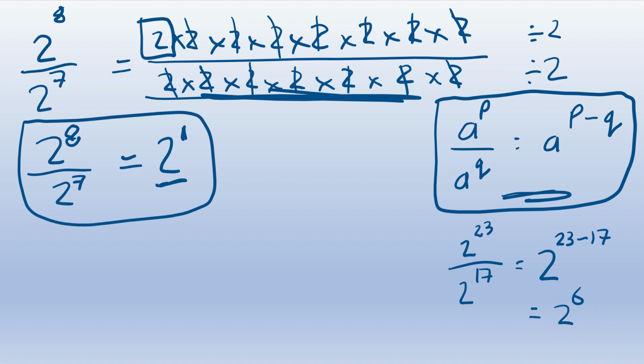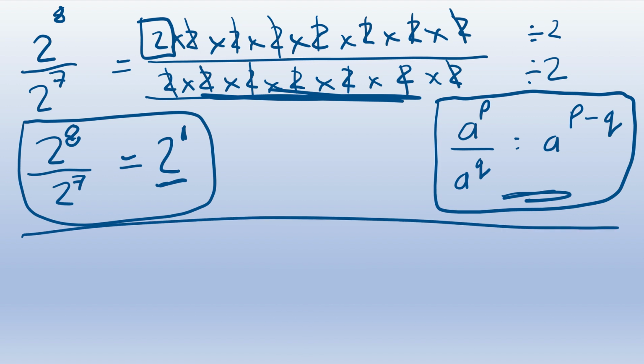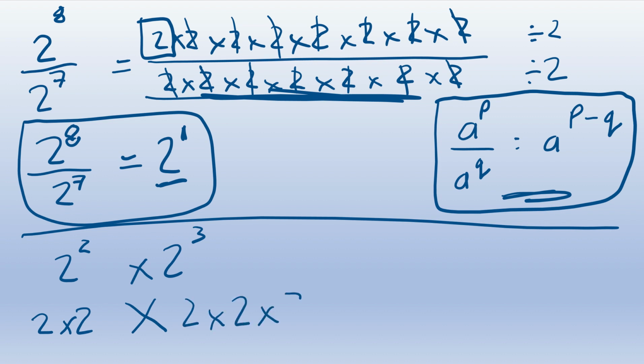I'm just going to take this part here away. Is multiplication. So let's say we've got 2 squared multiplied by 2 cubed. 2 squared is the same as 2 times 2, and we are multiplying it by 2 cubed. So that's the same thing as 2 times 2 times 2.